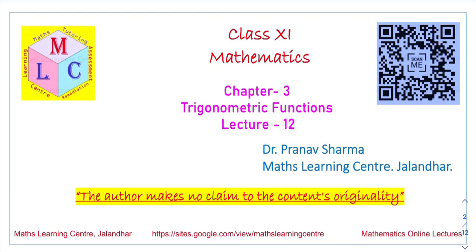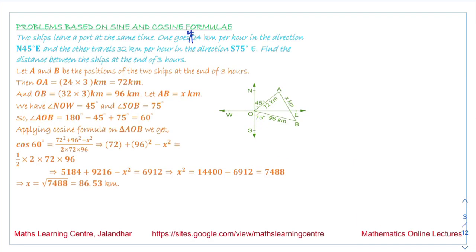We are going to start now the next lecture, lecture 12 of class 11th mathematics, chapter 3, trigonometric functions. Now in this lecture we will talk about some word problems based upon sine and cosine formula. The first is, two ships leave a port at the same time.